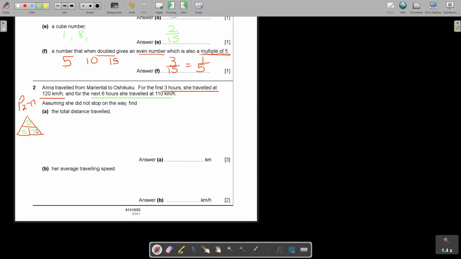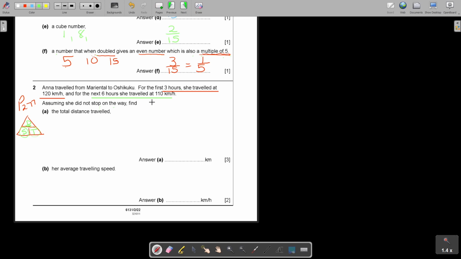So if it's 3 hours, it's the time they give. And if it's 120 kilometers per hour, it's the speed. So if I want to find the distance, I must say speed multiplied by time. And this is coming from grade 9, I think even from the grade 8 syllabus. Okay. So assuming she did not stop on the way, find the total distance. So she's having a red part and she's having a green part.